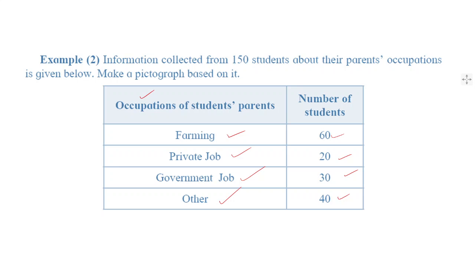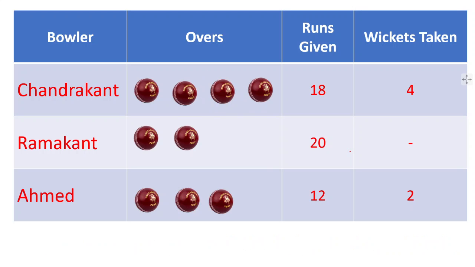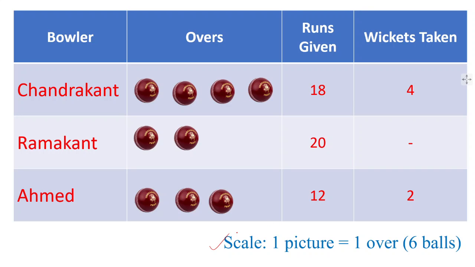So you know that this part will remain as it is. We can make a picture for this. How to make a picture for 60, 20, 30, 40? Then we have to think, just like the previous case, where it is written below. I'm going back to show you once again. We had seen that just below the table, this scale was given. So we should think about what scale we should use in this case.